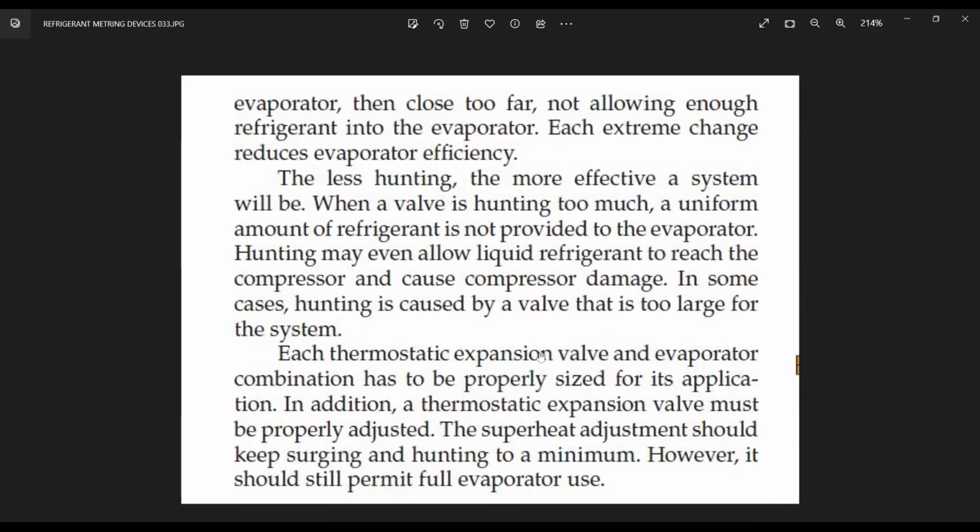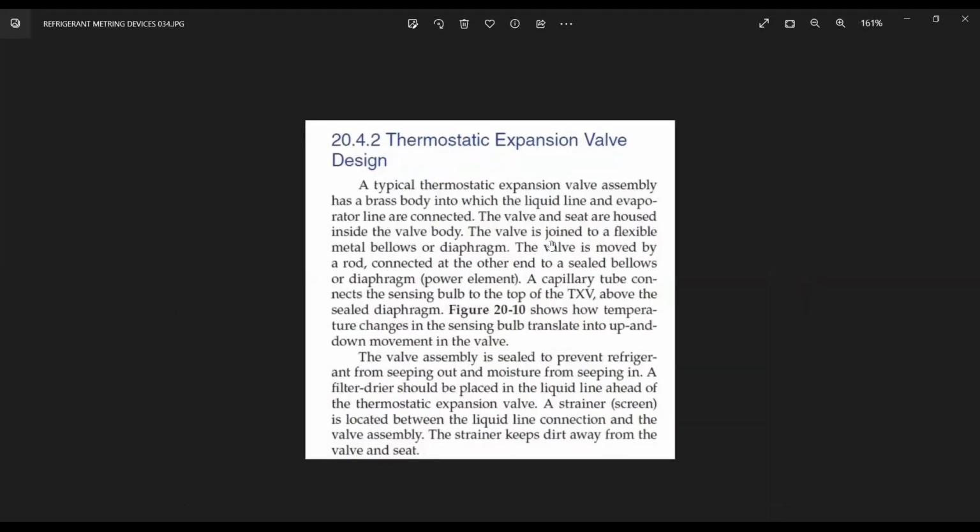Okay. Now each TXV valve and evaporator combination has to be properly sized for the application. In addition, the TXV valve must be properly adjusted. The superheat adjustment should keep surging and hunting to a minimum. However, it should still permit full evaporator use. Means the entire evaporator should be in use, not partly of the evaporator. Okay, that is right. Now, next is design of this.